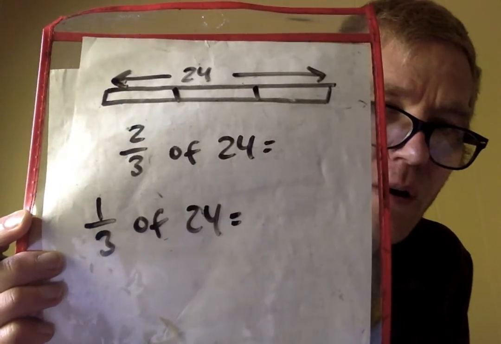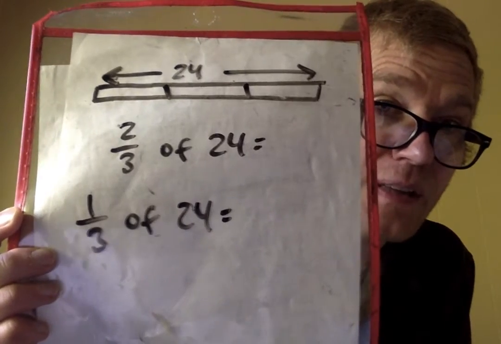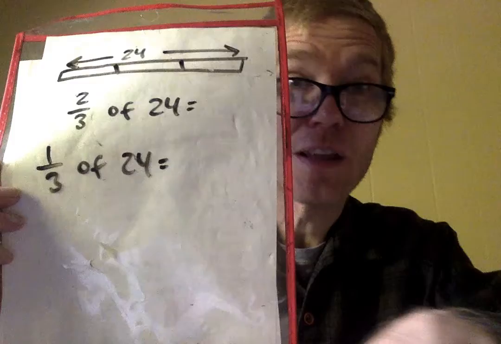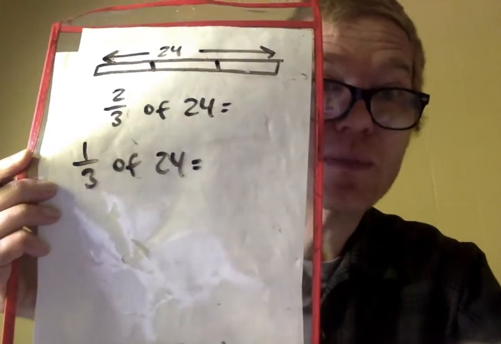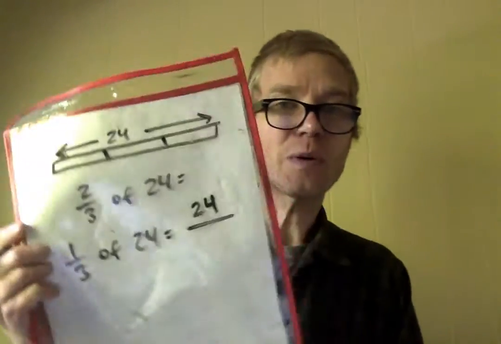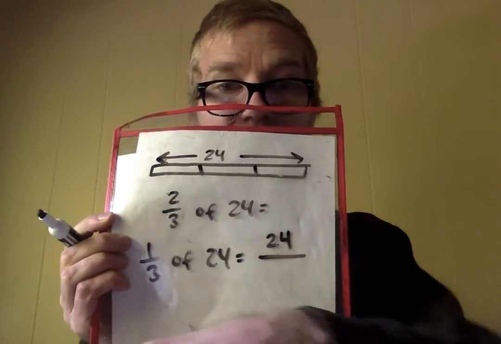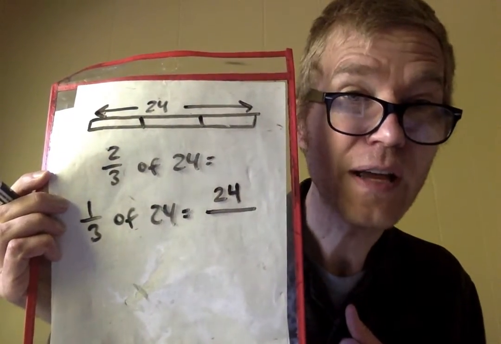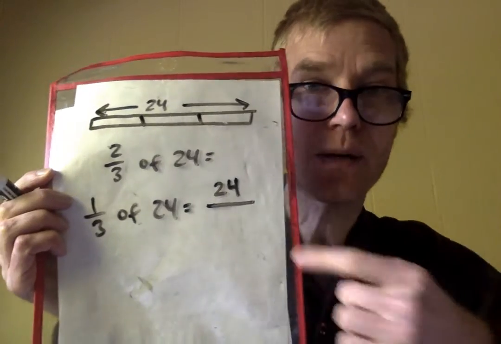1/3 of 24. Well, remember how we did that yesterday? You put the big number up top as the total, like the total pile of apples, or the total number of kombucha. In this case, how many kombuchas do you have total? 24. So that's going to go on top, because that's what we're going to divide up into piles. And what's going to go on the bottom? We're trying to find thirds, right? So 3 is going to go on the bottom.